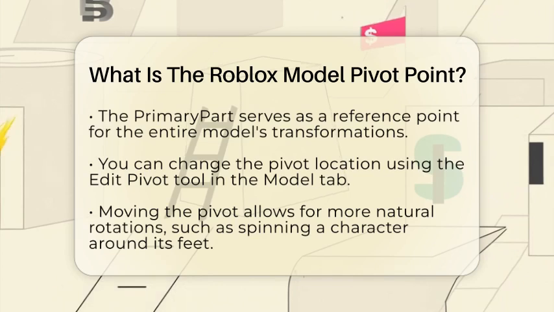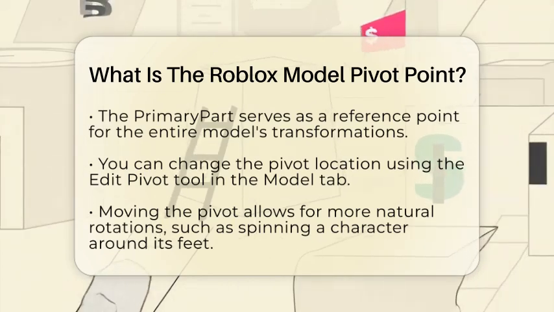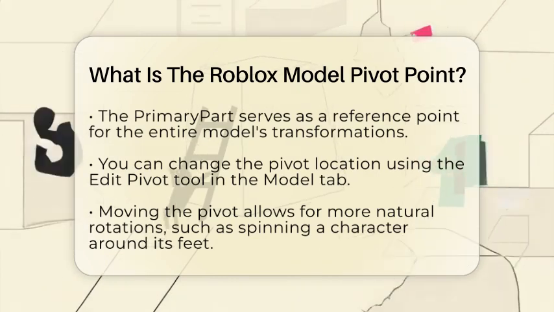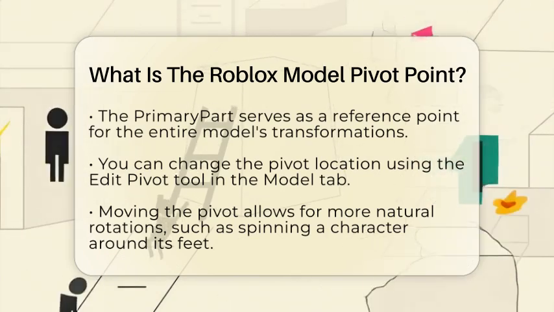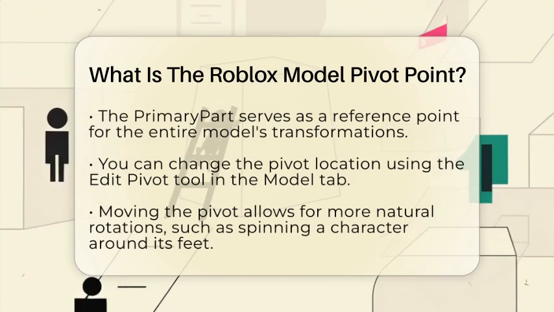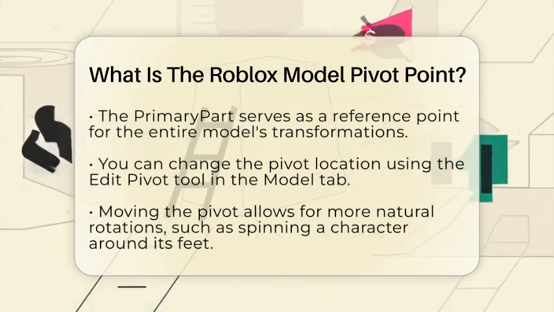You can change the pivot point using the Edit Pivot tool in the Model tab of Roblox Studio. This tool allows you to move the pivot to any spot on or outside the model. For example, if you want a character to spin around its feet instead of its waist, you can move the pivot to the feet. This makes animations and rotations look more natural and precise.